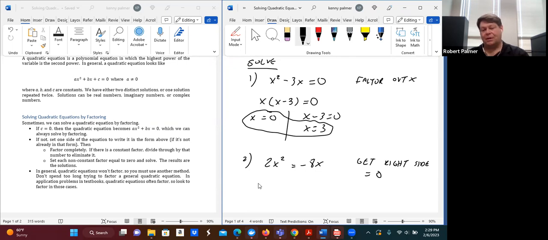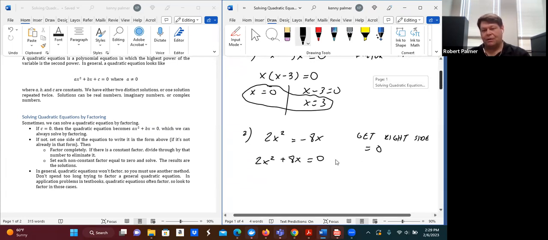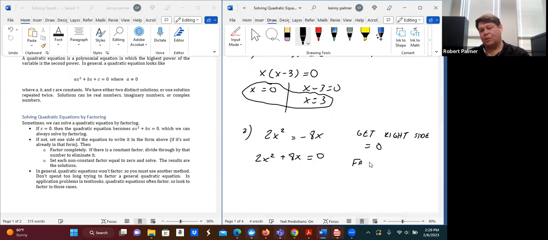So I'm going to add 8x to both sides. This will give me 2x squared plus 8x is equal to 0. Now, once again, I want to factor out my greatest common factor. In this case, that's a 2x from both. So we have 2x, and if I take out a 2x, from this term I just have x left, and from this term I have 4 left. You can always check that by multiplying it back through.